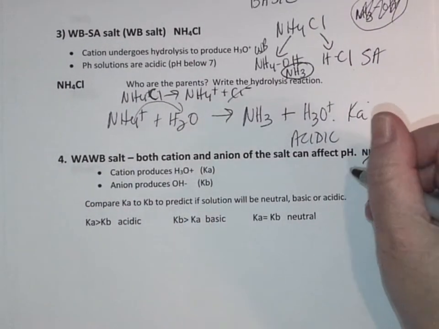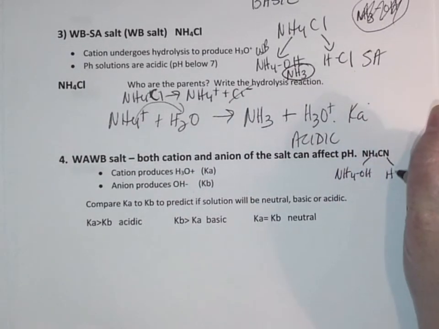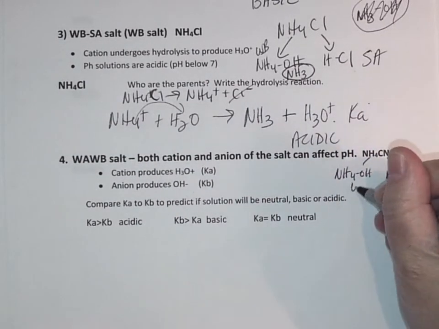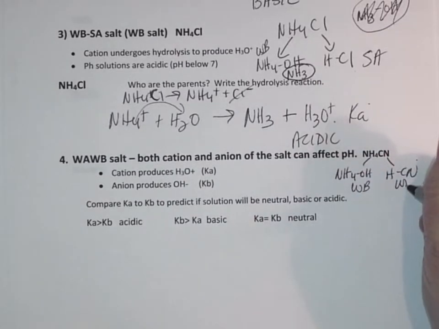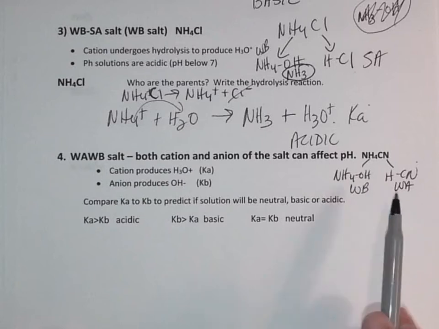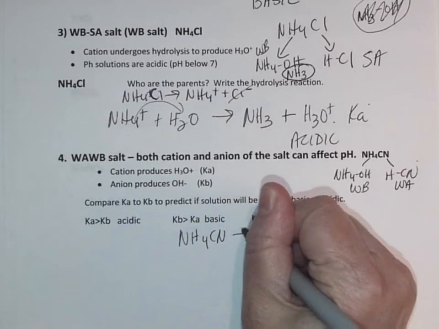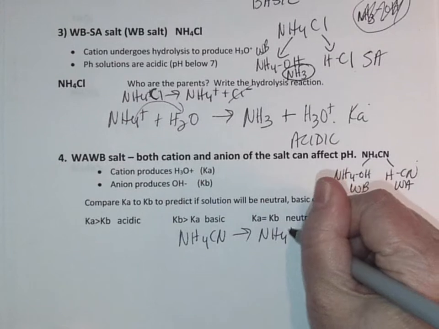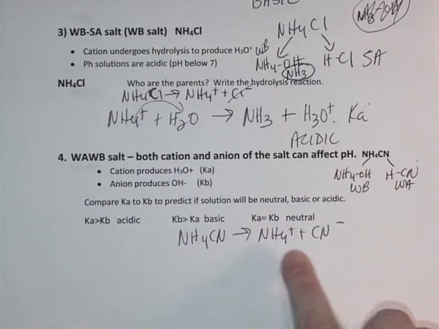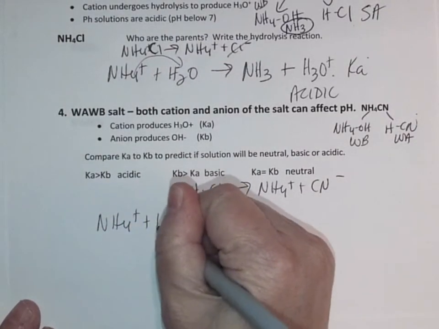When we look at these parents, this is an NH4OH and this is an HCN. And actually, this is a weak base and a weak acid salt. So you can have it all. Both ions of this salt, when it dissociates into all of its ions, each of these ions are going to go on and react with water. So let's take a look at, again, what that's going to look like.